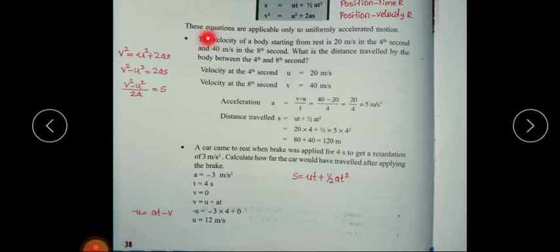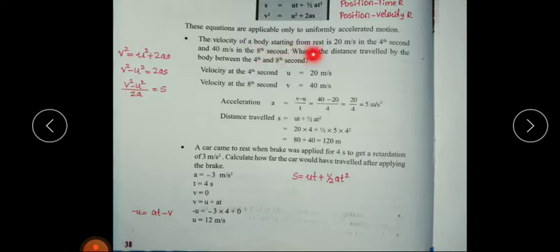The first one: the velocity of a body starting from the rest is 20 meter per second in the fourth second and 40 meter per second in the eighth second. What is the distance traveled by the body between the fourth and eighth second?